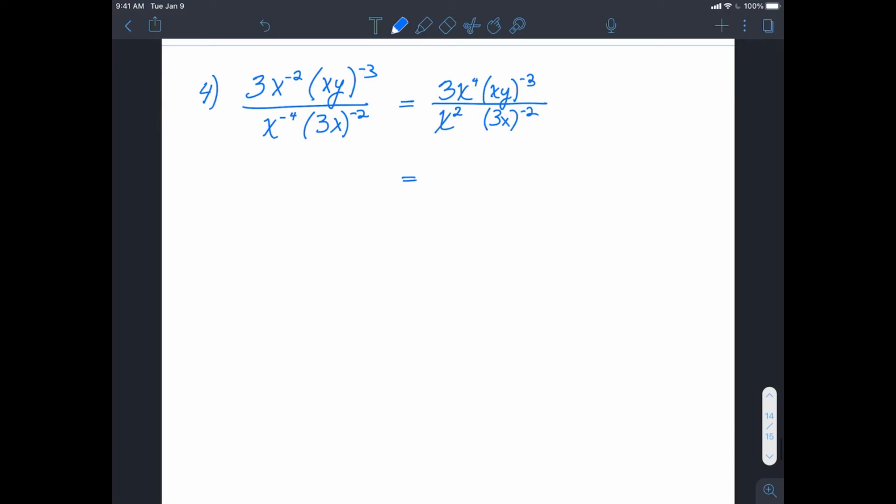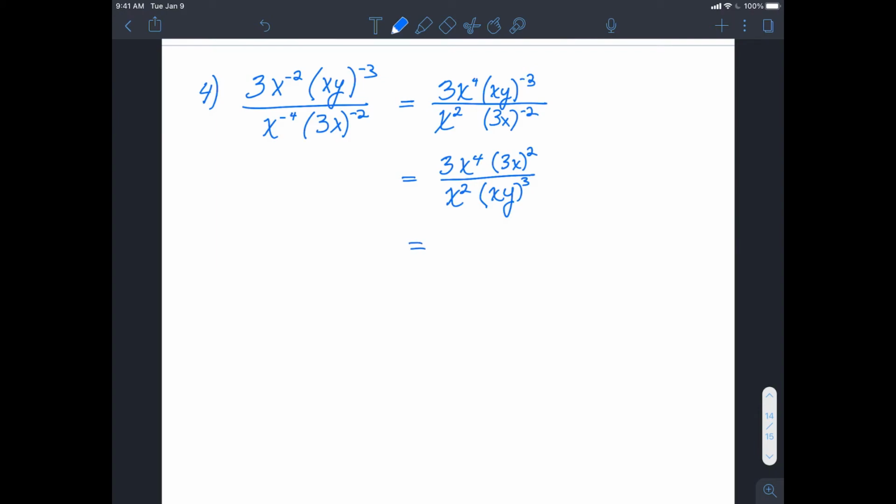Next, xy to the negative 3rd can be moved to the denominator by changing the exponent to a positive. And this can be moved to the numerator by doing the same thing. So this will be 3 x to the 4th, we'll leave the x squared there, and then xy to the negative 3 is equivalent to xy in the denominator to the 3rd power, and then 3x to the negative 2 is equivalent to 3x squared in the numerator.